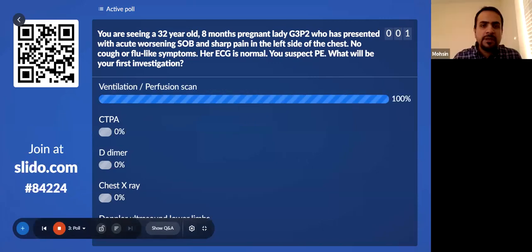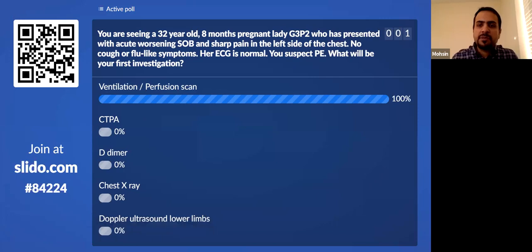So you're seeing a 32-year-old lady. She's 8 months pregnant, presents with acute shortness of breath, sharp pain in the left side of the chest, no cough or flu. Her GCS is normal. You suspect PE. What will be your first investigation? First investigation, that's the tricky part. Can it be a VQ scan? It can be a CTPA. Can it be a D-dimer? Could be a chest X-ray, or it can be a compression ultrasound of the lower limbs.